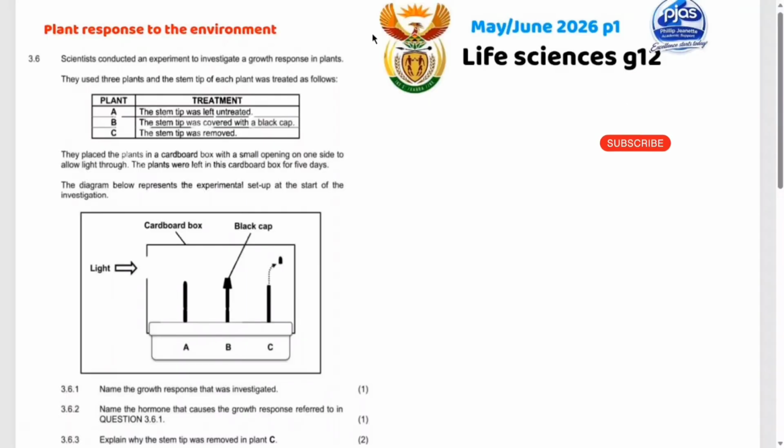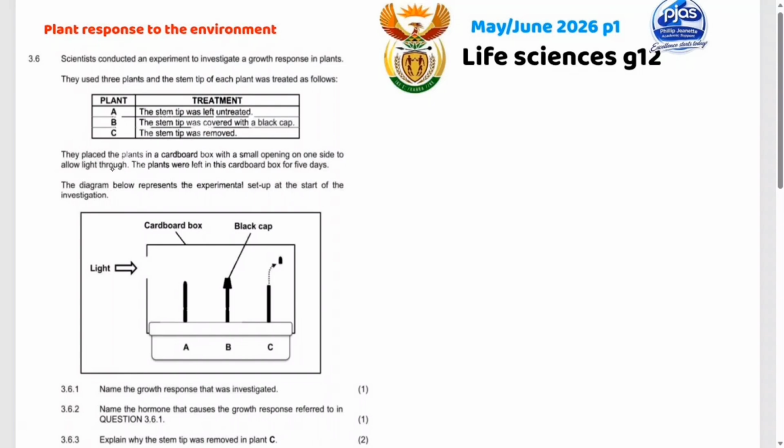They say that scientists conducted an experiment to investigate a growth response in plants. They used 3 plants and the stem tip of each plant was treated as follows. We are given plant A, plant B, and plant C. In plant A, the stem tip was left untreated. In B, the stem tip was covered with a black cap, while in C, the stem tip was removed.